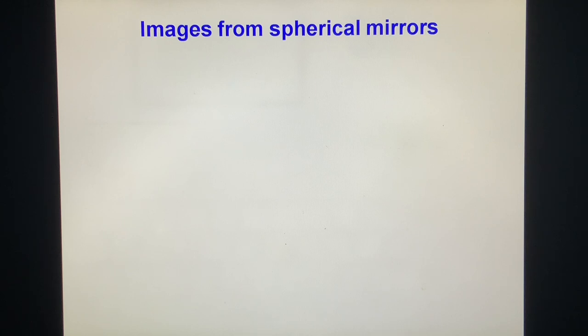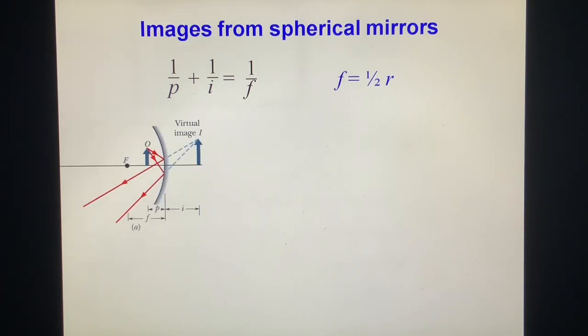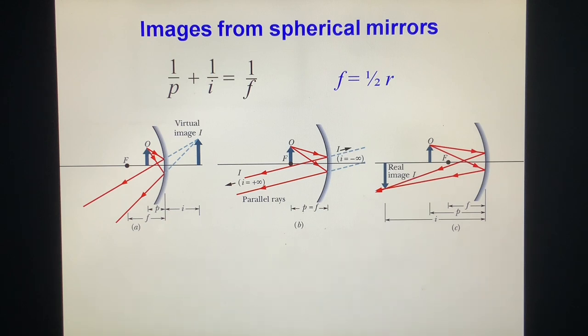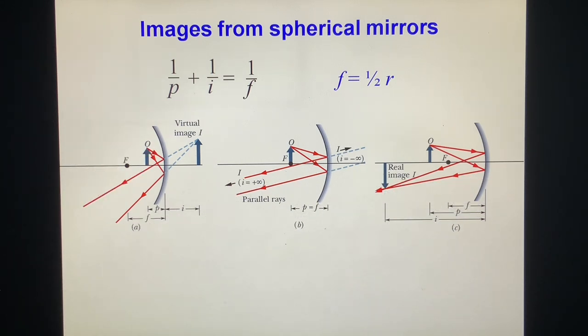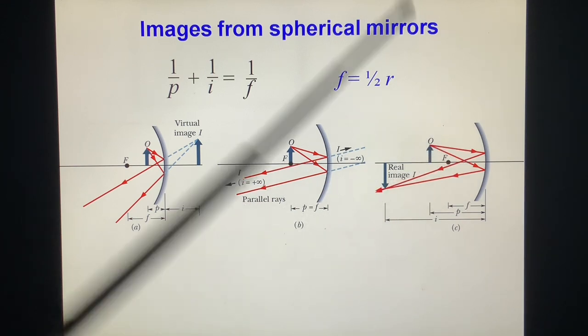Images from spherical mirrors. This is a formula, we're going to prove it. And F equals half R. Okay, now we have different situations. In these situations, all are concave mirrors. The difference is here the object is put inside the focal point. This one is put on the focal point. This one is put outside the focal point.